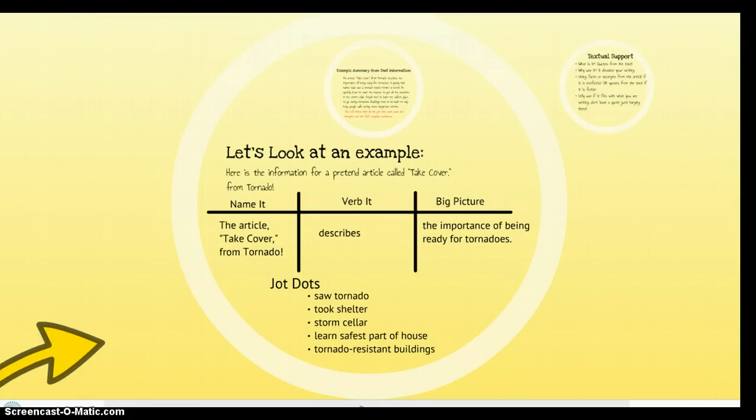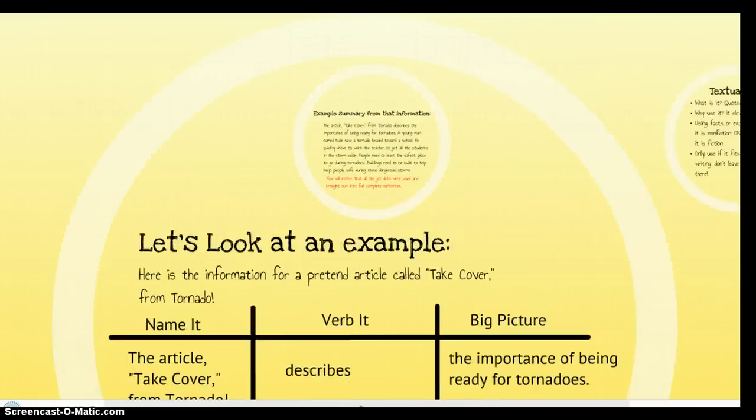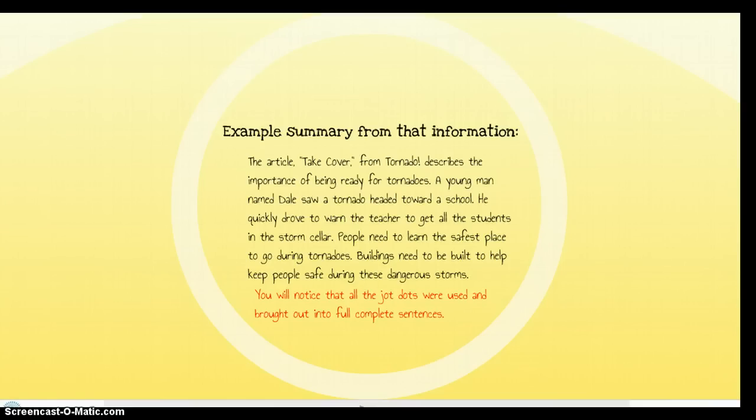Now, as far as the jot dots, the important pieces, I went ahead and wrote down 5. Saw tornado, took shelter, storm cellar, learned safest part of house, tornado resistant buildings. So those are all my jot dots. Now let's take a look at the actual summary paragraph that was created from that.